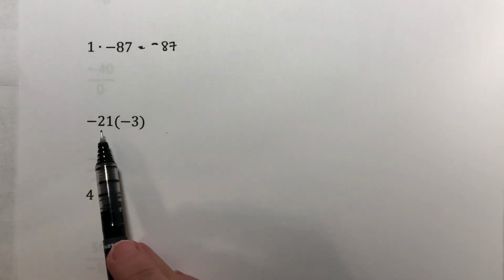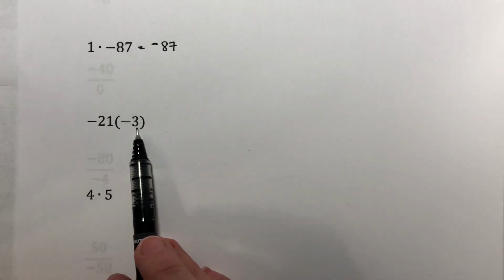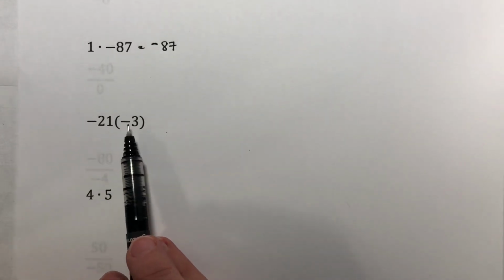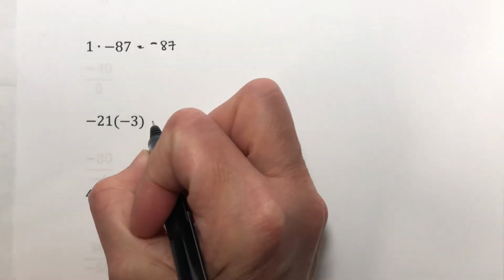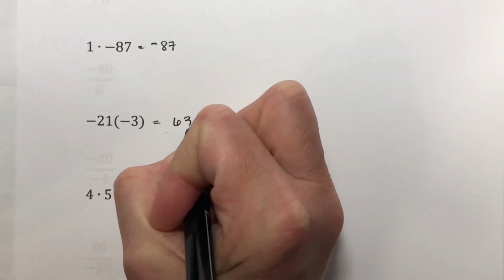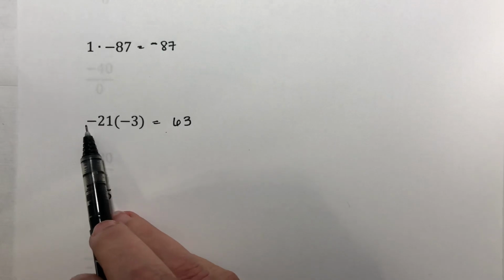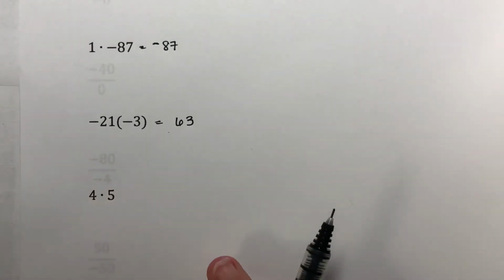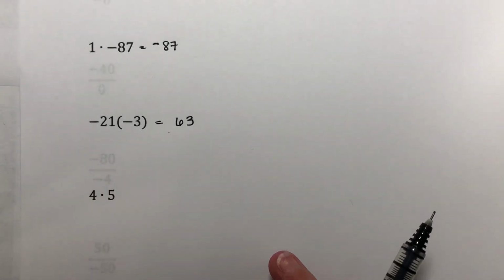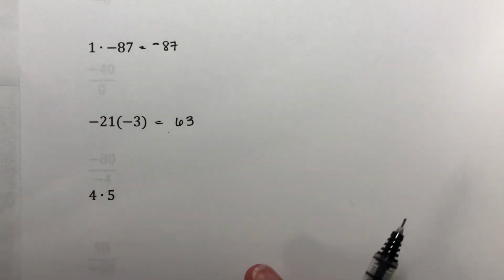Okay, -21 times -3. First, 21 times 3 would be 63. I have a negative times a negative. They have the same sign. So our answer is positive, 63.